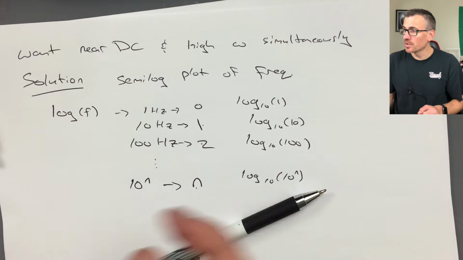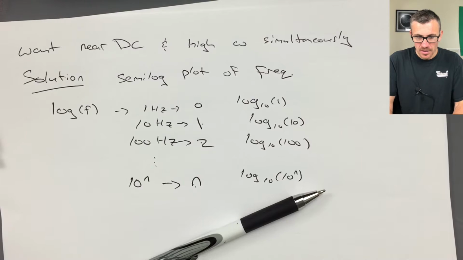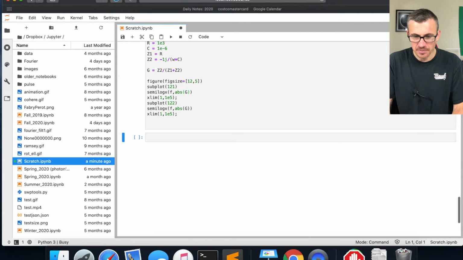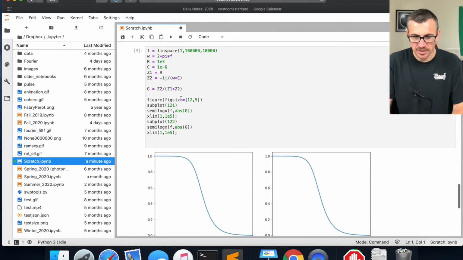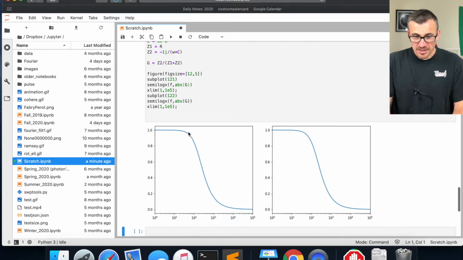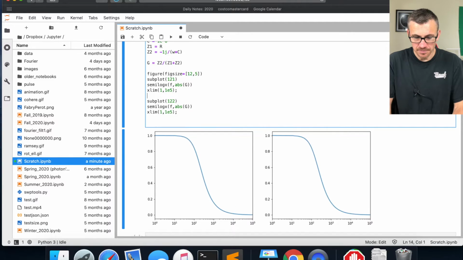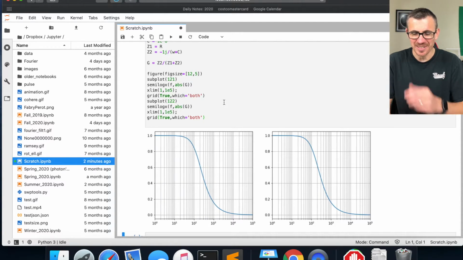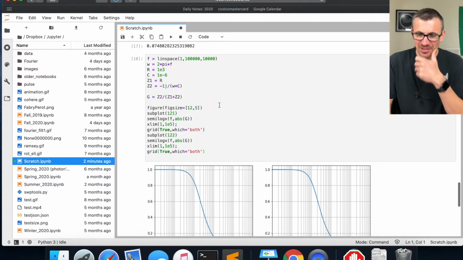So let's go back onto the screen here, and I'm going to now go semi-log plot. Semi-log x of frequency and semi-log x on the other one, and that will be a logarithmic spacing. We'll do that. Let's see what we get. And we get something a lot nicer, actually. We get, let's put the grid here. Okay, I chose a lot of points.